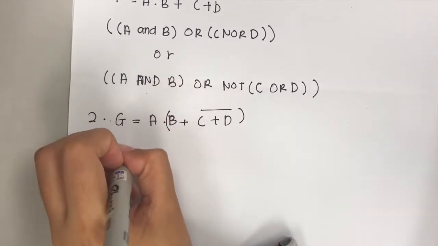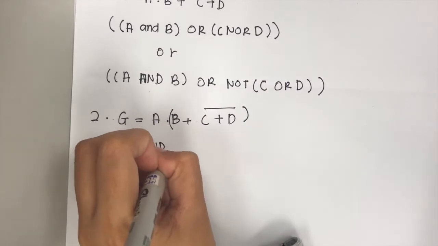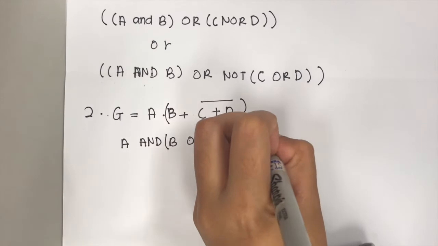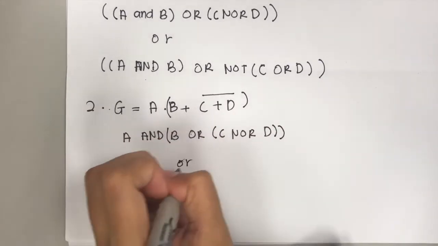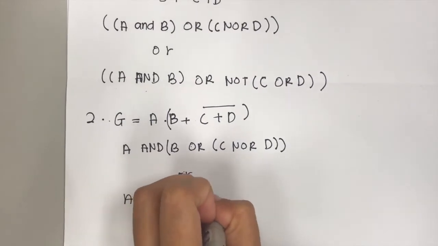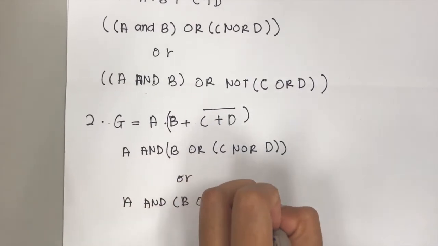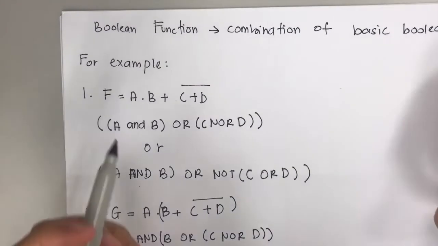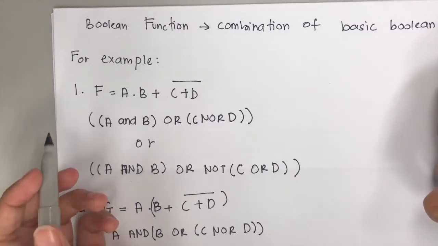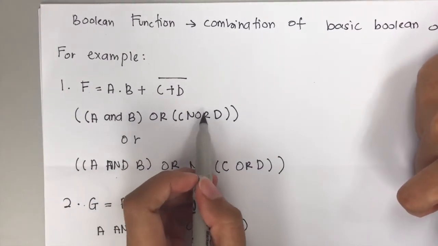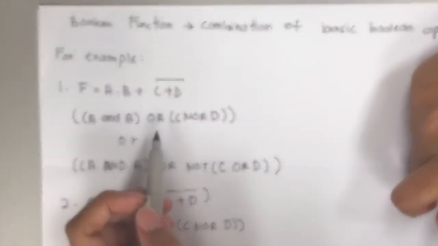It can also be written as a and b or c nor d, or a and b or not c or d. So how are we going to solve this function? Firstly, we're going to start with the first bracket with a and b, and moving on to c nor d, and then we combine and we'll get the answer.